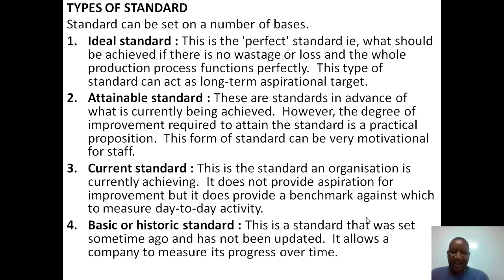Current standard, this is the standard an organization is currently achieving. It does not provide aspiration for improvement, but it does provide a benchmark against which you can measure day-to-day activities. Basic or historical standard, this is a standard that was set some time ago and has not been updated. It allows the company to measure its progress by, of course, comparing what is being achieved in present terms with the standard that has been set in the past.